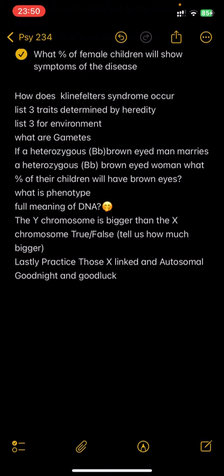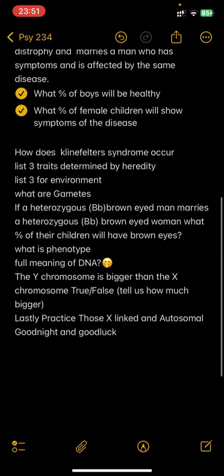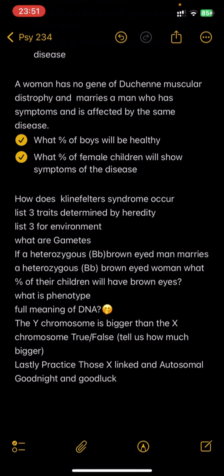And then lastly, practice those X-linked, recessive and dominant, autosomal, recessive and dominant. Practice, understand it. I hope you already understand it, but you just need to practice now. And then you also need to learn those diseases under each one of them, just in case they ask you questions like this. So, good night and good luck.